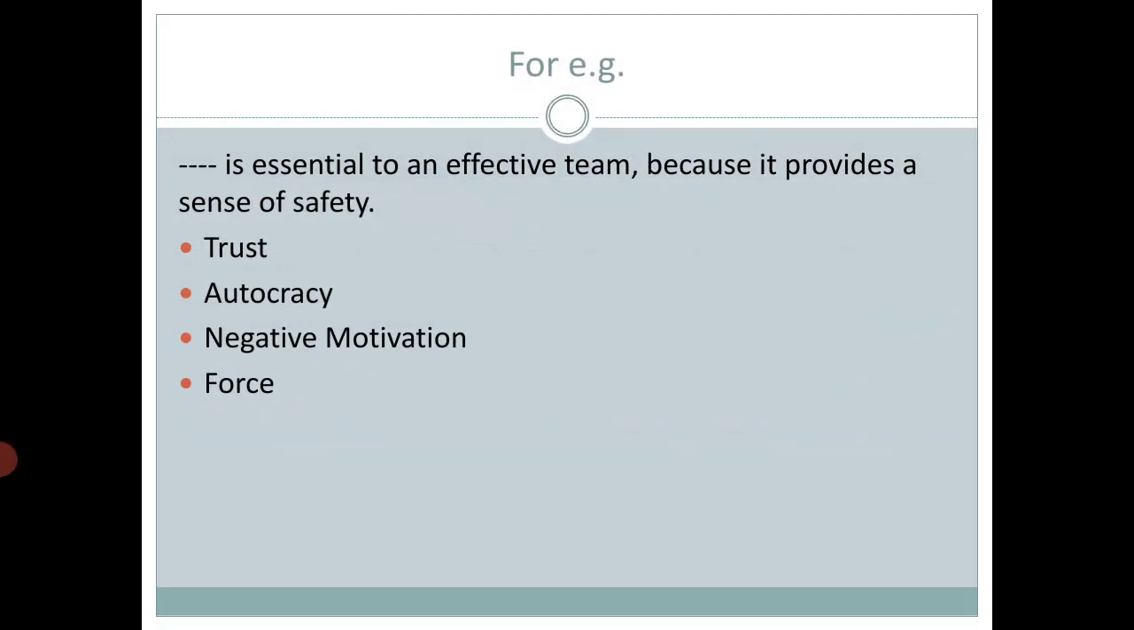Then force. If someone is forcing you, if someone is negatively motivating you, if someone is forcing you to do something, you don't get connected with that person, right? So you will never have a sense of safety with that person, so you will never have a good team with that person, right? So which is the correct option here? Yes, that is trust. So in this way, you need to think about all the options and then answer. So with this, we conclude today's lecture.